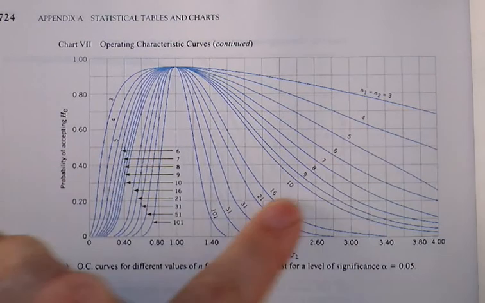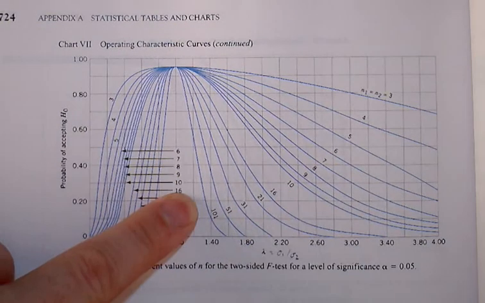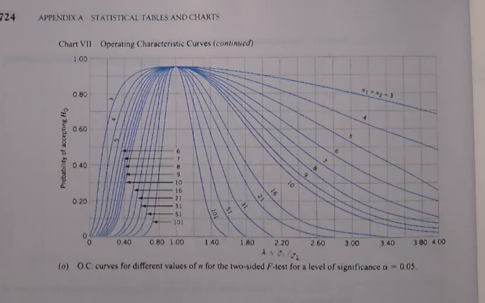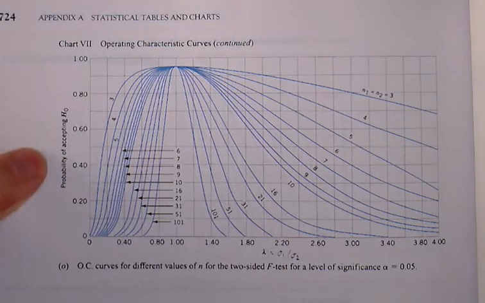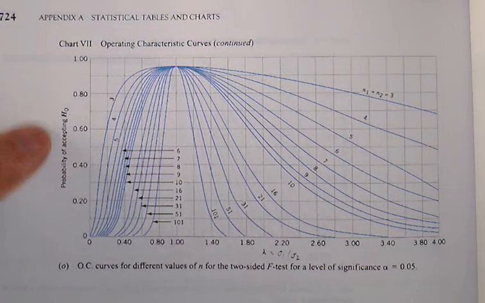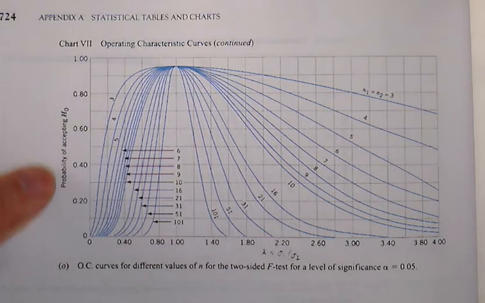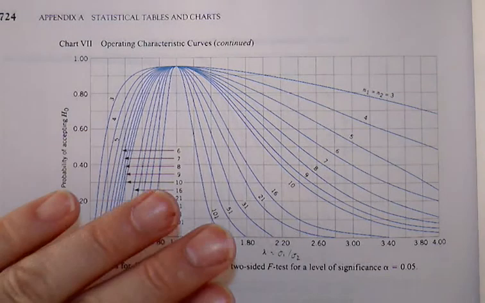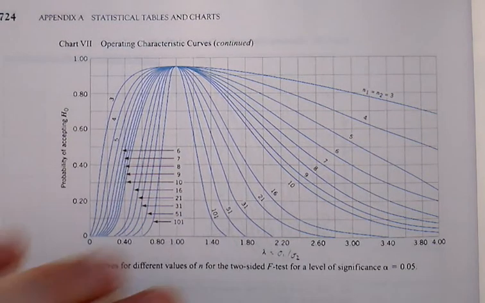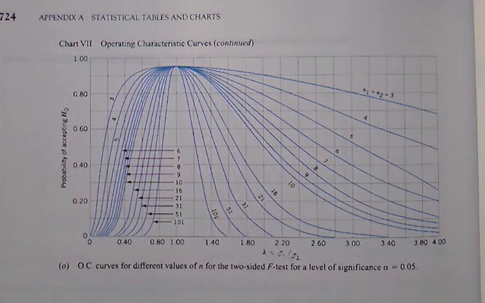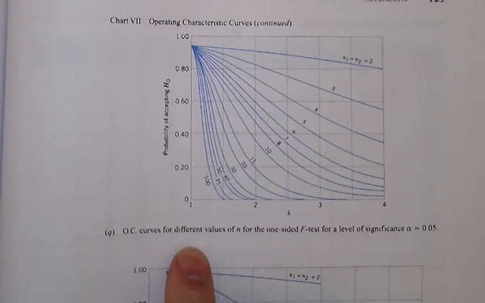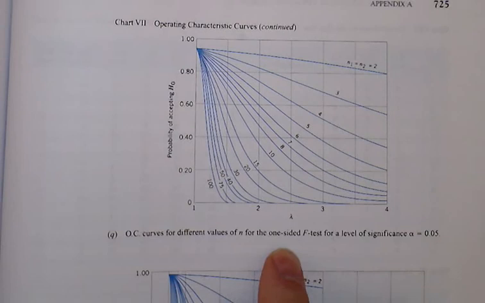And so note how fast you fall off if your sample size is large. Obviously, if the sample size isn't as large, it doesn't fall off quite as fast. And this is the probability of accepting H0. This is this beta probability, actually, that we're reading off up here. So be very careful when you're reading these guys. This is chart O and P for two-sided f-tests. And then over here you have operating characteristic curves for different values of n for the one-sided f-test.